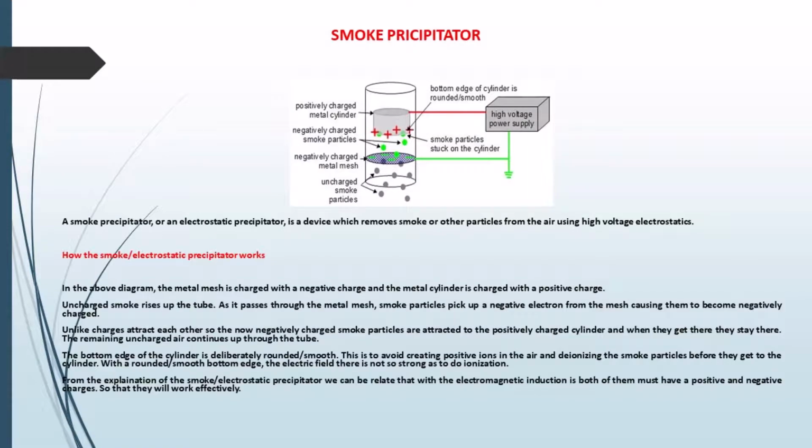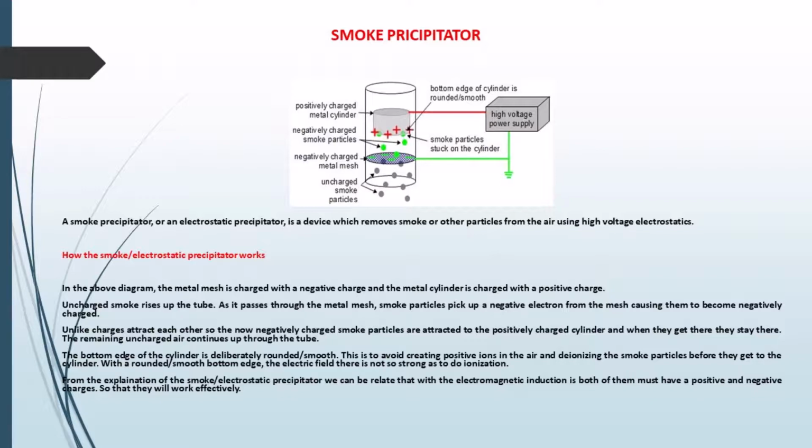A smoke precipitator, or an electrostatic precipitator, is a device which removes smoke or other particles from the air using high voltage electrostatics. How does the smoke electrostatic precipitator work? In the above diagram, the metal mesh is charged with a negative charge and the metal cylinder is charged with a positive charge. Uncharged smoke rises up the tube.